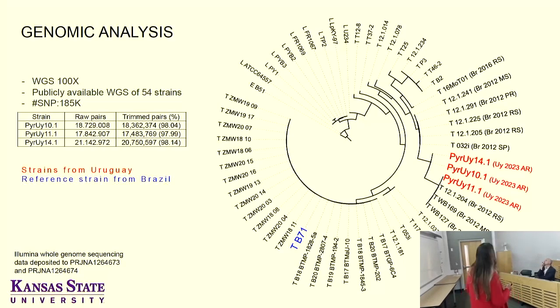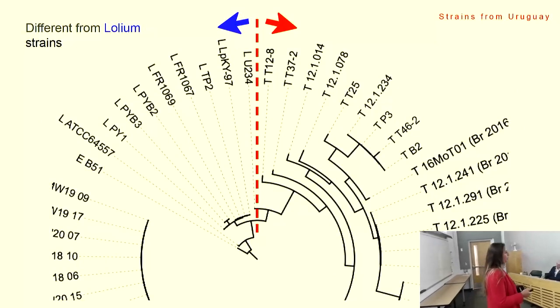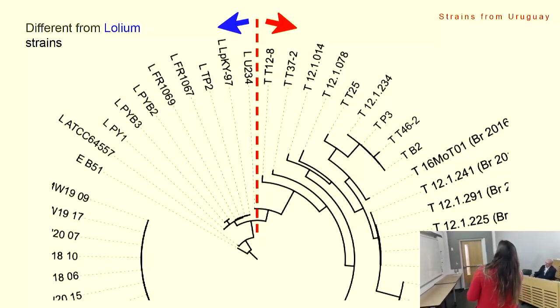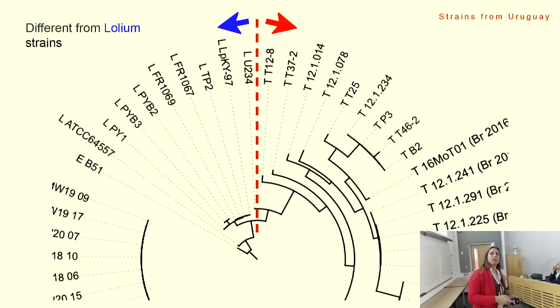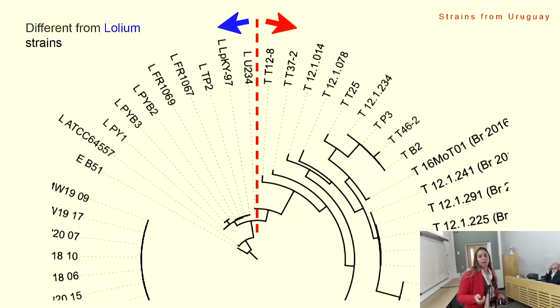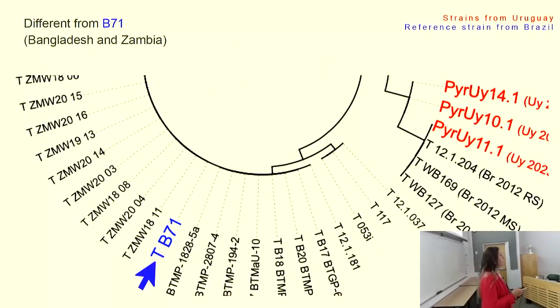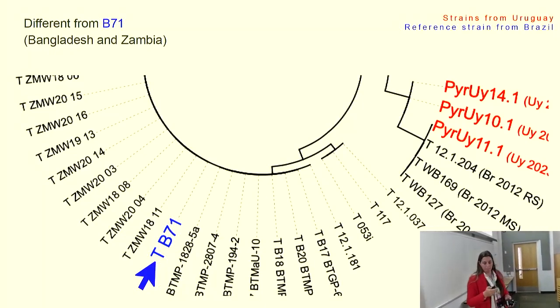So what we can see from here. So first, we confirm they are Triticum. They group with Triticum isolates and not with Lolium. So you can see in the right side of the image, the L at the beginning of the isolate name is identifying Lolium. Then we also see that Uruguayan isolates are different from the B71 isolate. That was the one that caused the outbreak in Bangladesh and Zambia.